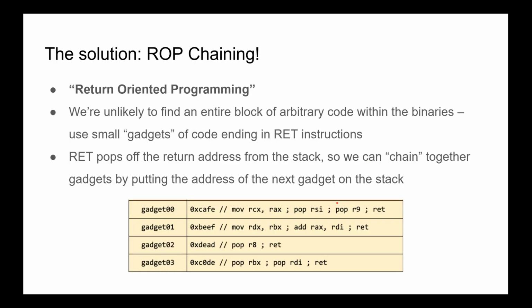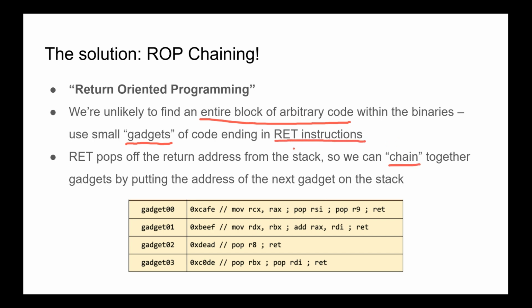Making use of this, we can do something called ROP chaining, and ROP stands for return-oriented programming. Even with the mechanism we just discussed, it's a bit unlikely to find an entire block of malicious code just sitting in the binaries, right? There's no way an entire block of the code you're looking for would just be sitting there, or maybe you're just really lucky. So what we can do instead is break that code into smaller gadgets that do maybe one or two instructions, and have all of those gadgets end in a return. Then we can chain them together.